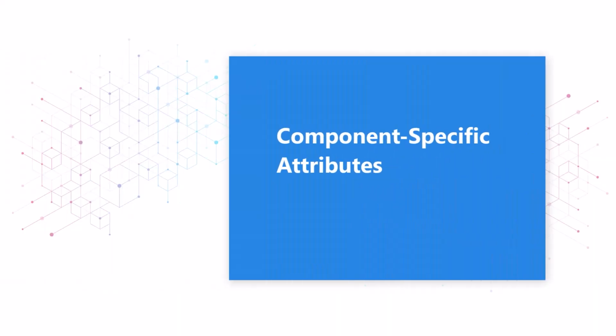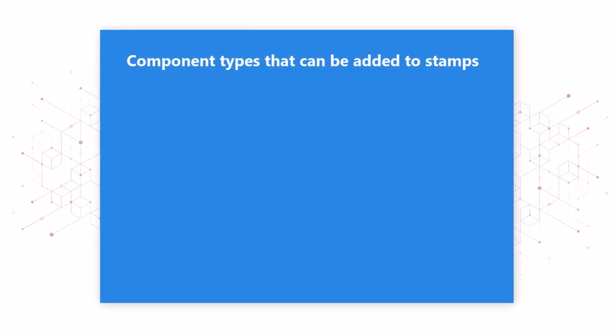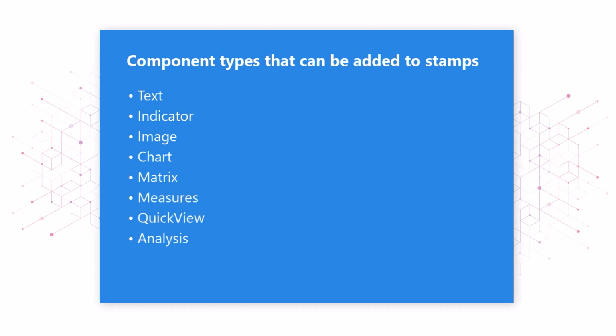In this demonstration, you'll learn about the stamp component grammar for our four most frequently used components: the text, indicator, image, and chart components. The component block of a stamp template file contains specifications for each component or portlet in a stamp. The components you can add to a stamp include the text, indicator, image, chart, matrix, measures, quick view, analysis, and HTML components. In this video, we'll focus on the four most commonly used components, which are the text, indicator, image, and chart components.